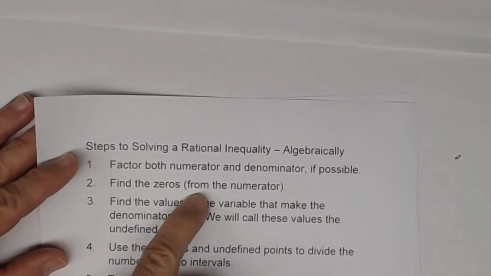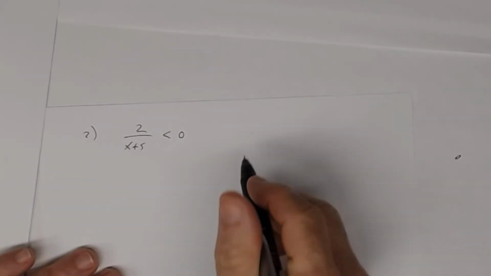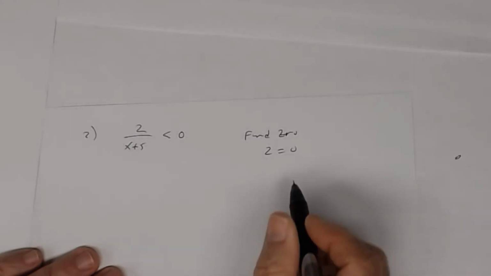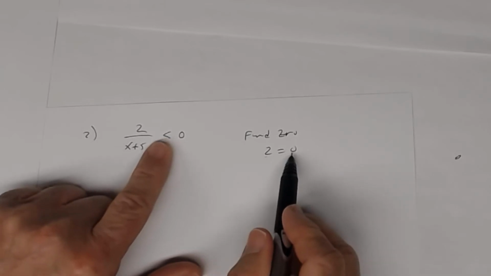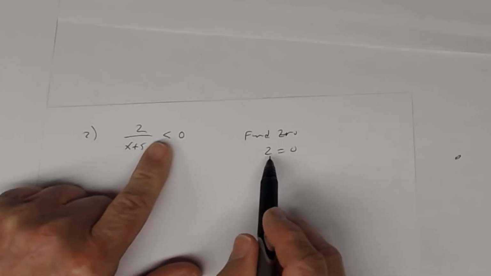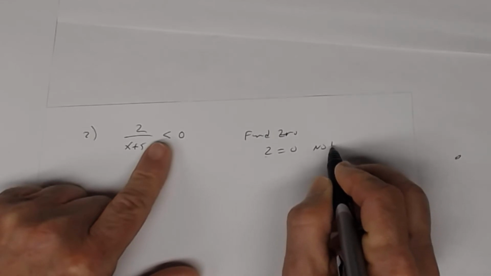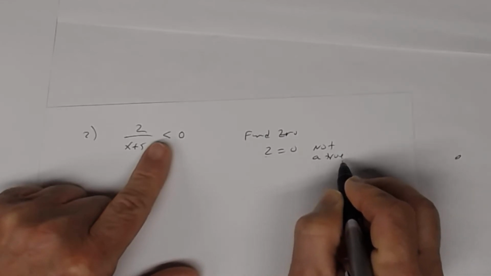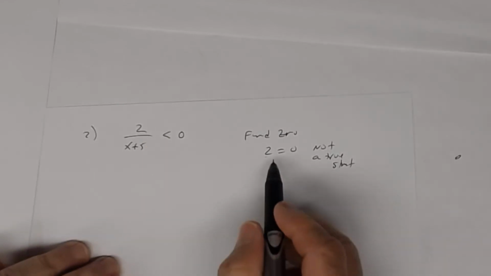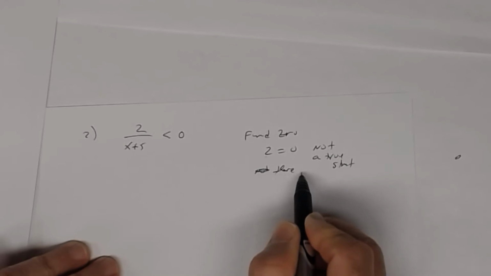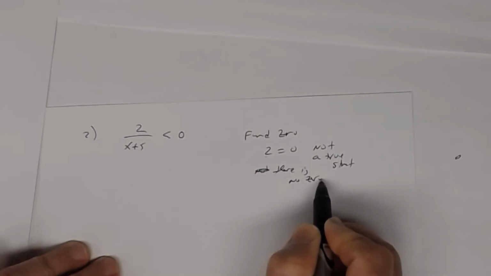Think about what you're finding. So to find the zeros, remember, you set the numerator equal to 0, right? Well, the numerator is 2. I set it equal to 0, but remember there's no variable here. So you can ask yourself, does this make any sense? Is 2 equal to 0? And the answer is it's not a true statement, right? That doesn't make any sense. So what that means is that there is no zeros.